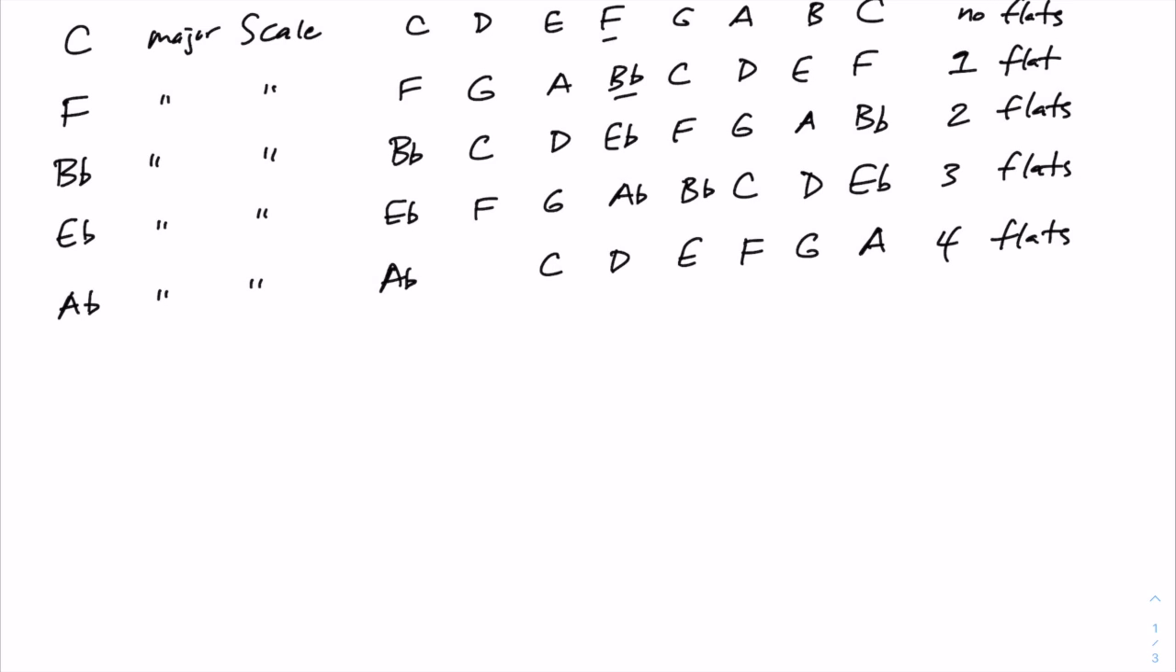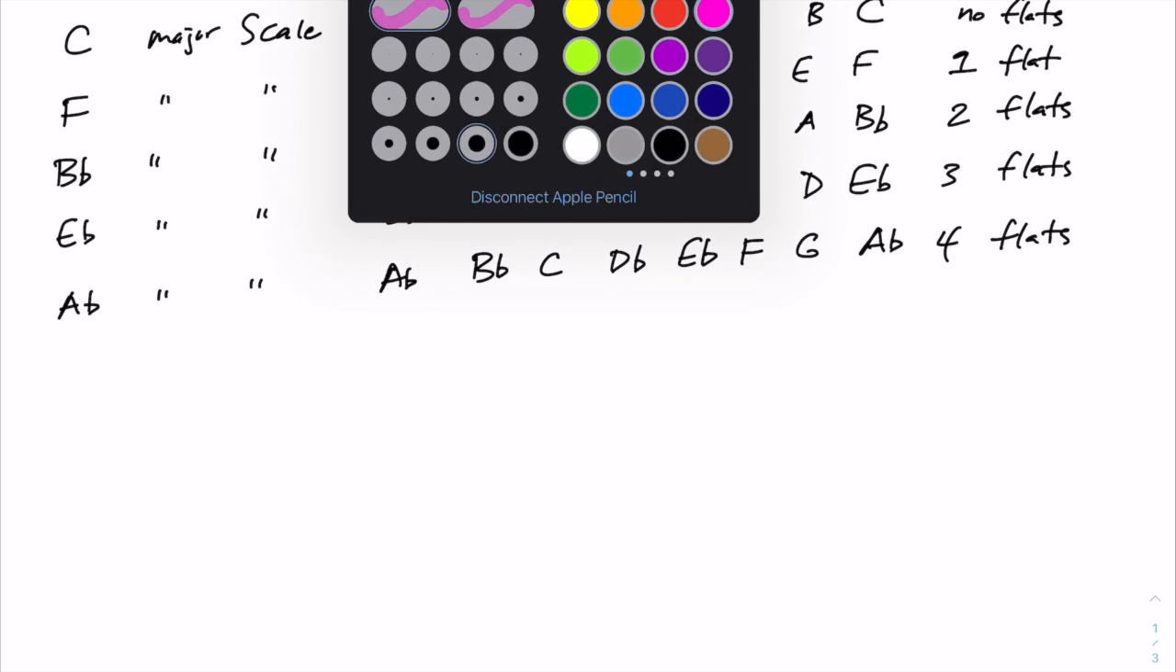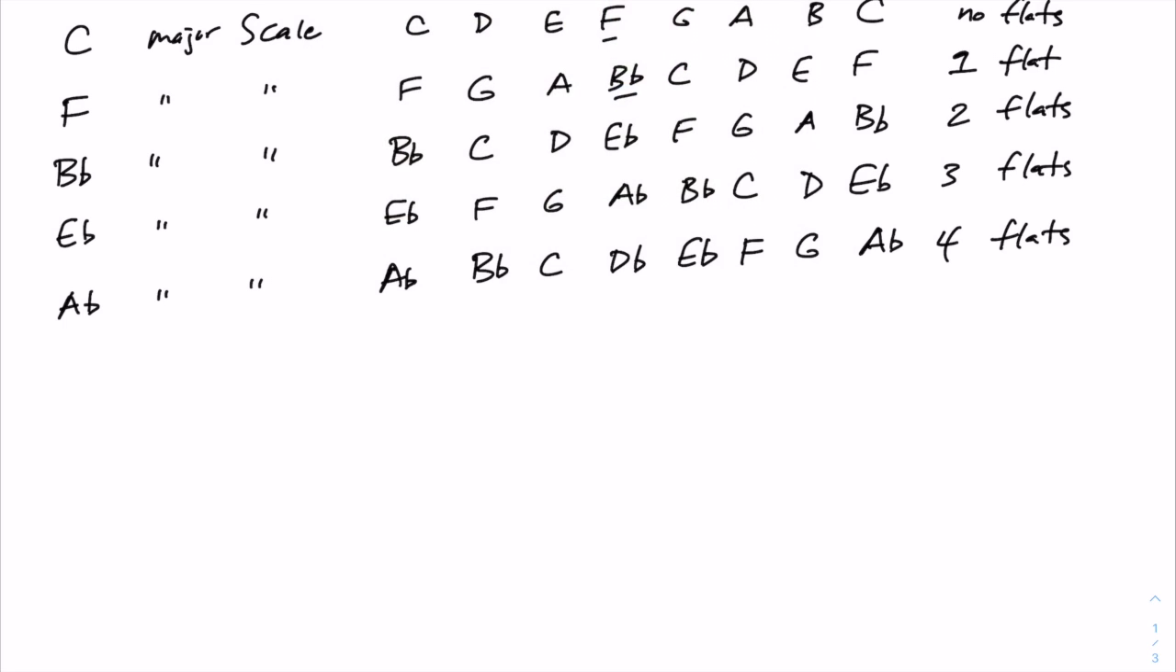So what happens here? Well, we've got to take the B flat from the F major scale. We have to take the E flat from the B flat major scale. We have to take the A flat from the E flat major scale, and then we need to flatten the 4th note, which would be D flat, okay? And by the way, let's get some highlighter going on here. Okay, so here we had 1 flat, we had 2 flats, we had 3 flats, we have now 4 flats.